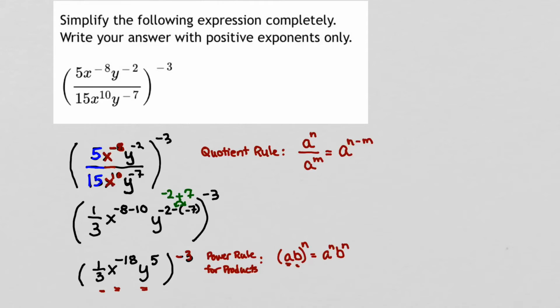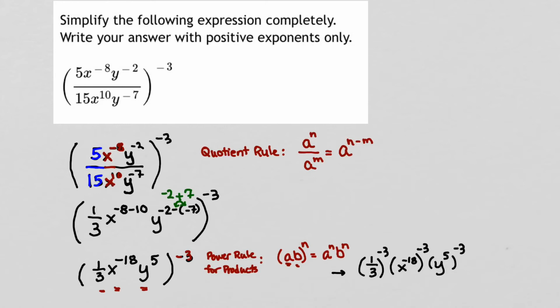I'll do it right here and then we'll switch to a new slide, but I'm going to take that first factor, 1/3, and raise it to the -3. Then I'm going to apply that power rule and take x to the -18 and raise it to the -3. And then I'm going to take y to the 5th and raise it to the -3 power. Now, some people skip doing this extra step and jump right to the next step, and that's okay. But this is what I have written out.